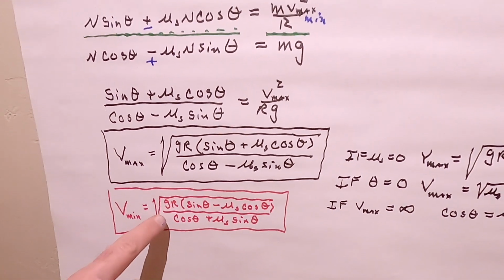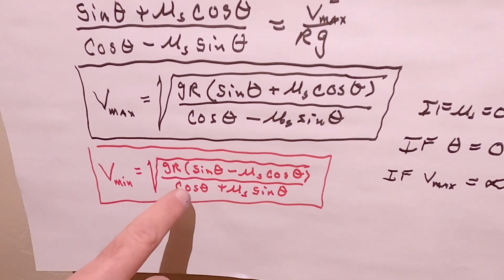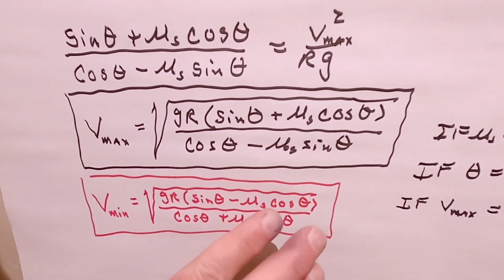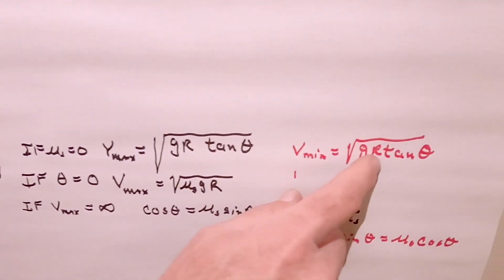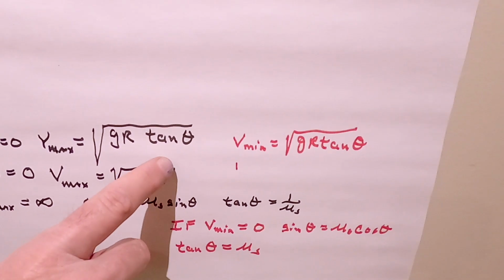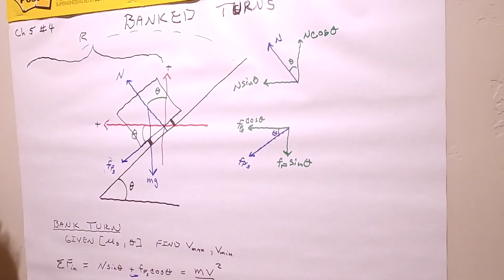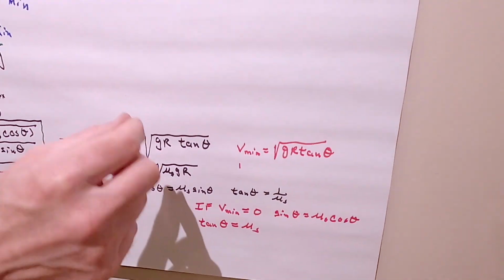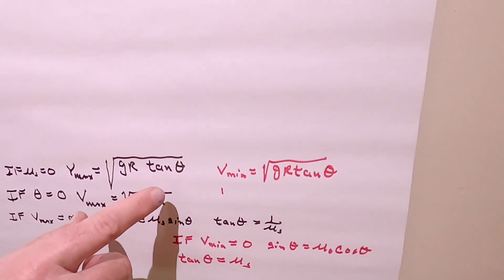Now, if we wanted to say what's the minimum speed that you could go if the tires were bald, again, you would let mu_s go to 0, these two go to 0, and you get GR tangent theta. The maximum speed was also GR tangent theta. So if you had bald tires on a bank turn, you better have a pretty good speedometer because you have no leeway in your speed. Your minimum and maximum speed become the same value.